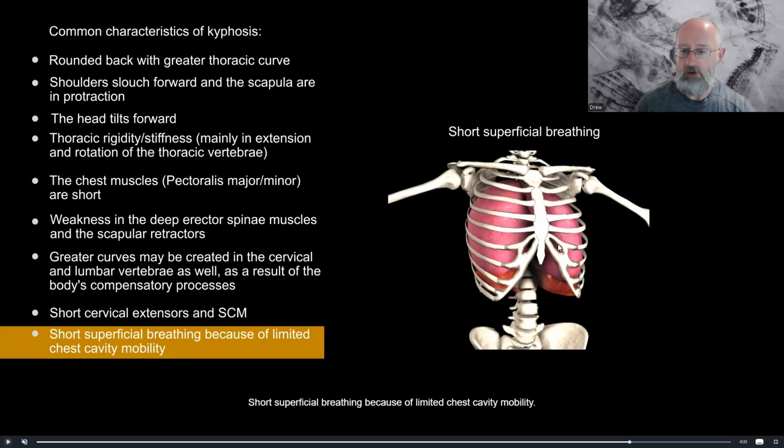So a big part of learning how to breathe is to learn how to go into extension, so back bend, and flexion, forward fold, and then side bending, so lateral flexion, and rotation, so that you can get air into all parts of the lungs.